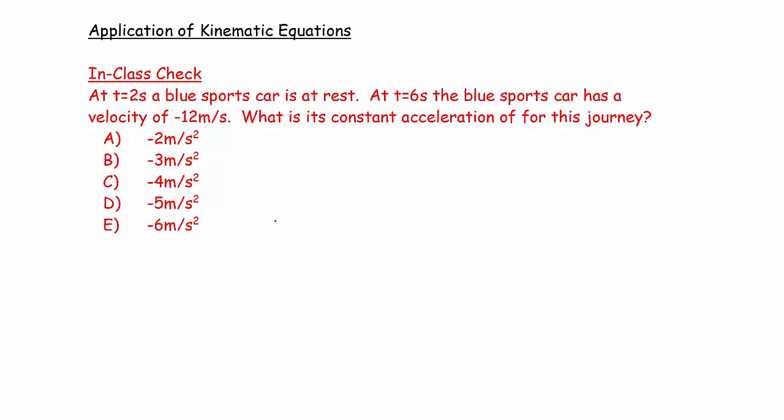So at t equals 2 seconds, a blue sports car is at rest. So here's my blue sports car, and my velocity is equal to 0. And now notice the time. Let's put the clock inside. Actually, I've got to be careful here. Later on, I'm going to be using numbers inside boxes as mass. So I'm going to say down here, t is equal to 2 seconds. At t equals 6 seconds, the blue square has a velocity of minus 12 meters per second, so it's going in that direction, and it's minus 12 meters per second.